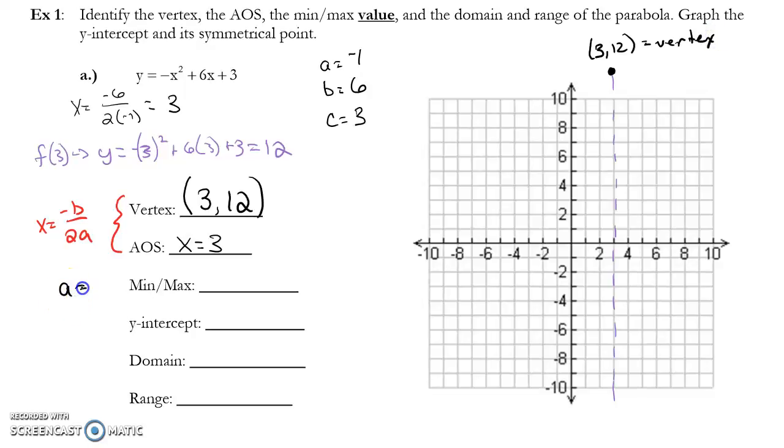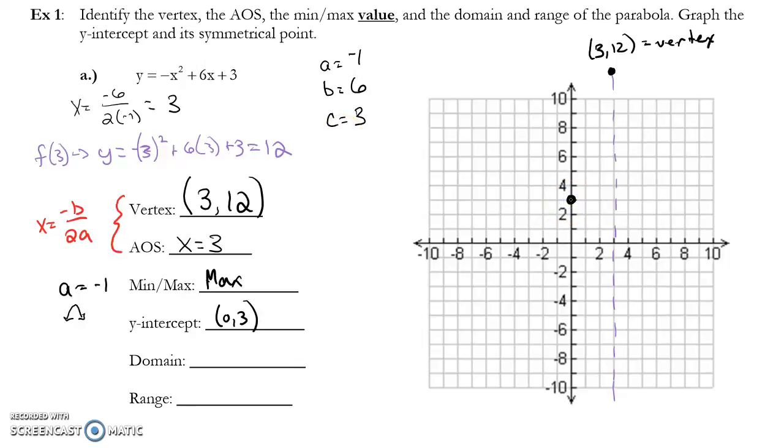A in this case is -1. That means that this is opening down and has a maximum point at that vertex. The y-intercept is going to be my additional point I need. That's at (0, 3), because it's always at (0, c). So I can plot (0, 3) as my y-intercept.